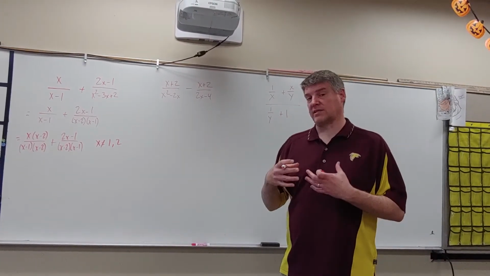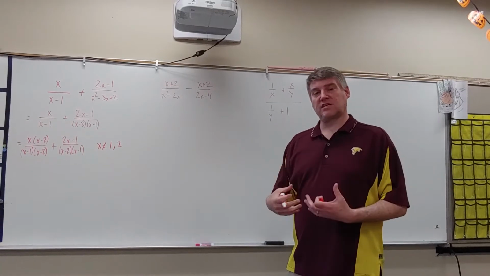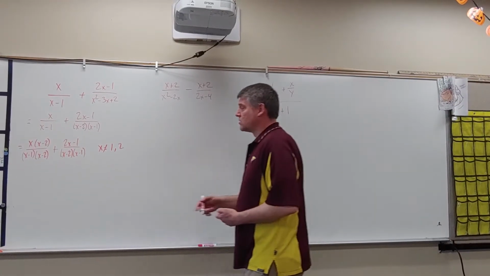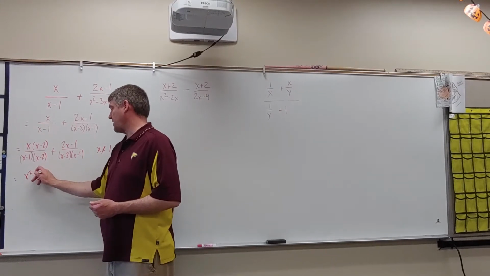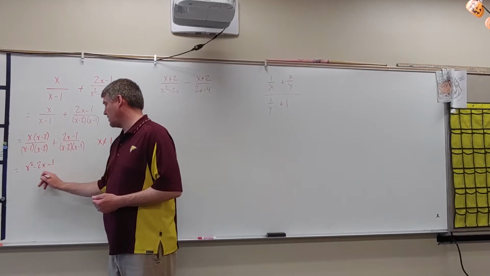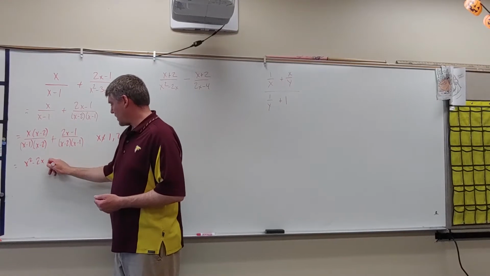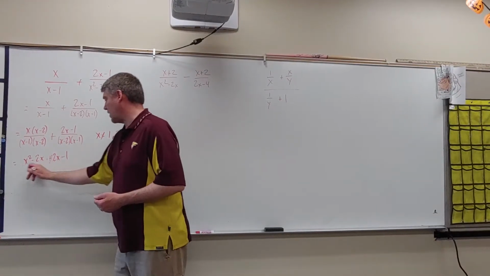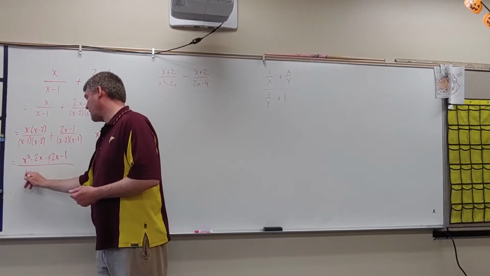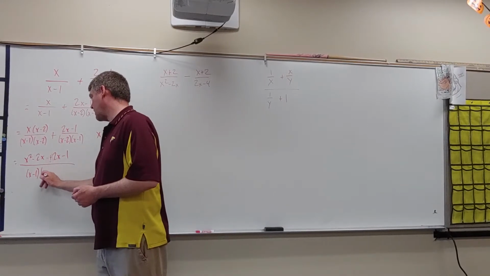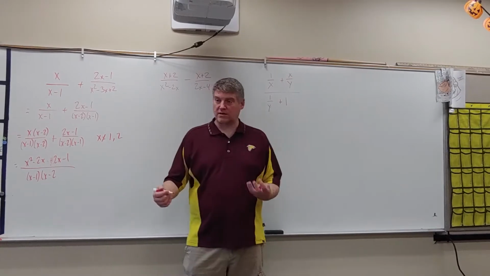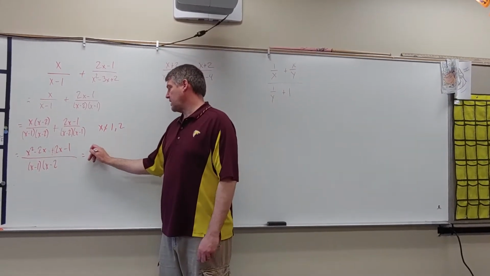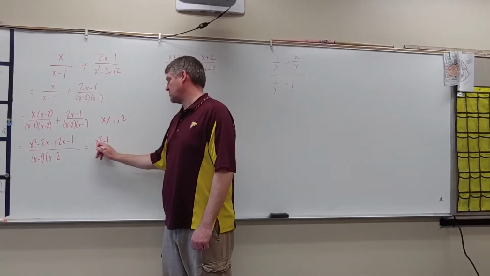Now I can go ahead and simplify my top, see if it factors and reduces. So I'm going to distribute my x here. This gives me x squared minus 2x minus 1, plus 2x minus 1, all over x minus 1, x minus 2. Now if you notice here, I have a negative 2x and a positive 2x. So that's going to simplify to x squared minus 1.